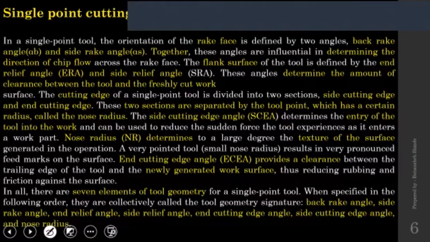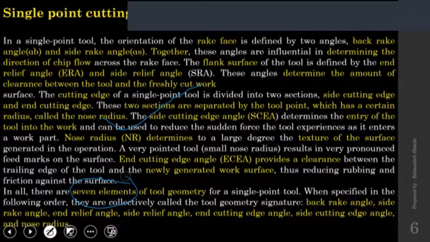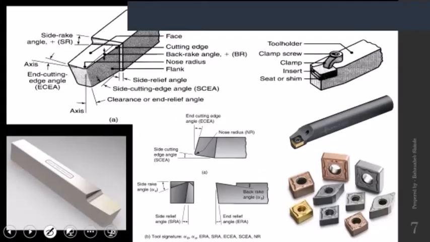All those things have been explained in this slide. You can read this if you have any doubt. But remember this, that a single point cutting tool has 7 elements. And what are the 7 elements? Back rake angle, side rake angle, end relief angle, side relief angle, end cutting edge angle, side cutting edge angle, and nose radius. Those 7 parameters you are supposed to know.